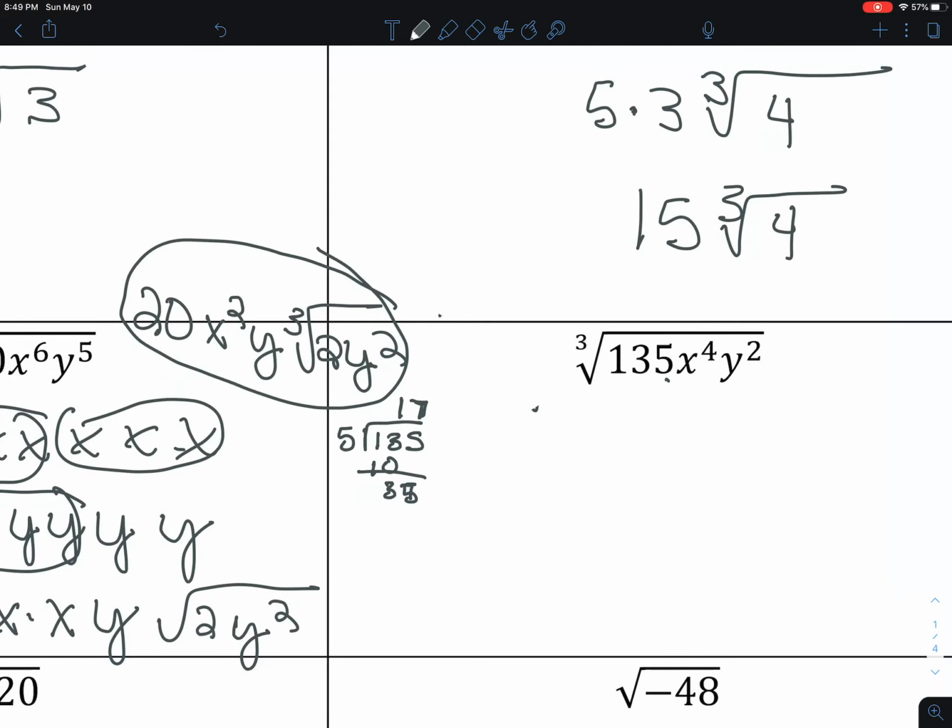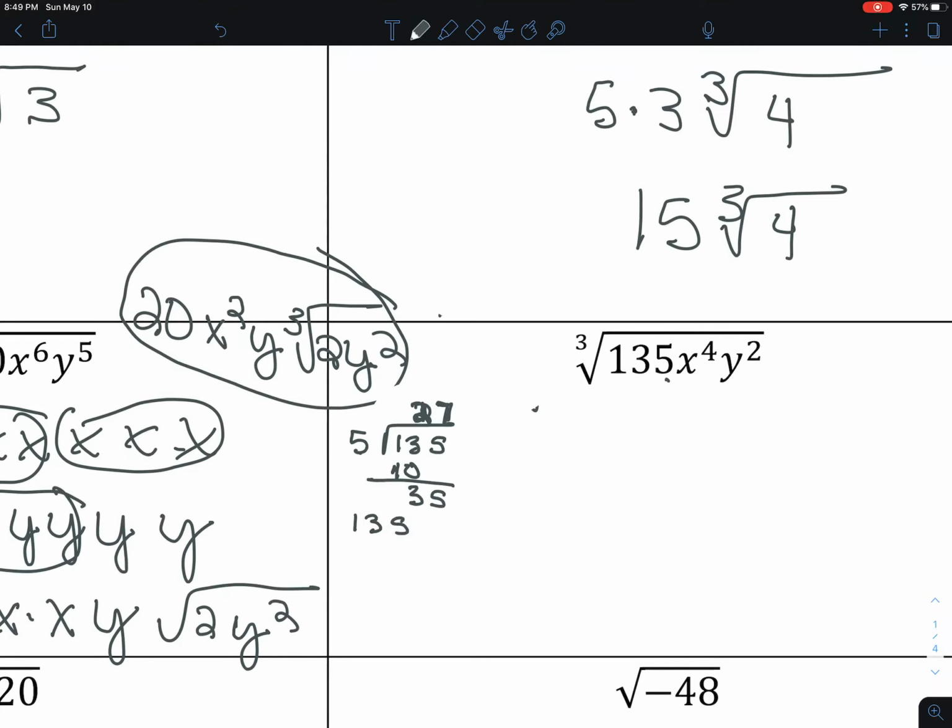Is that right? I think I may have meant that to be a 125, but that's all right. We'll go with what I have. So 5 goes into 135. Maybe I did my math wrong. There should be 2. I did my math wrong. 2 times 5 is 10. Subtract, I get 35. 5 goes into 35 7 times.